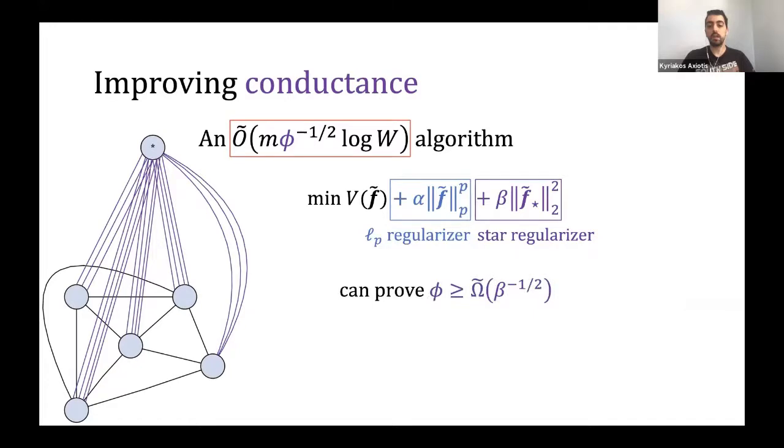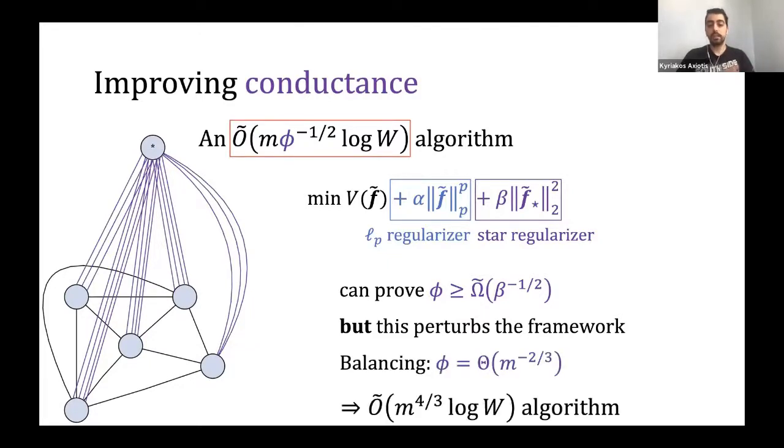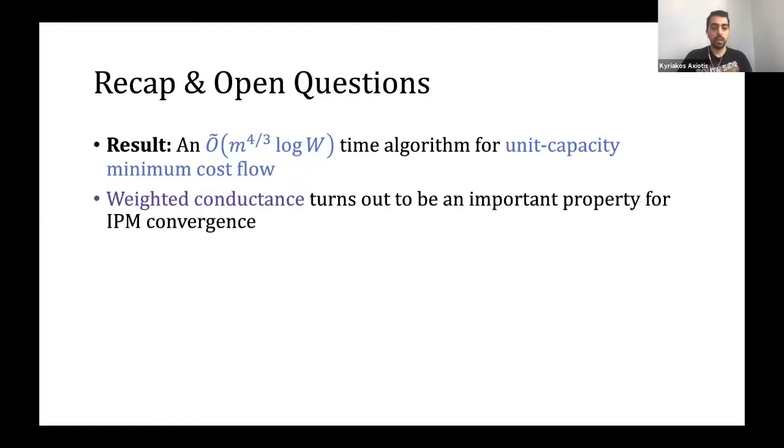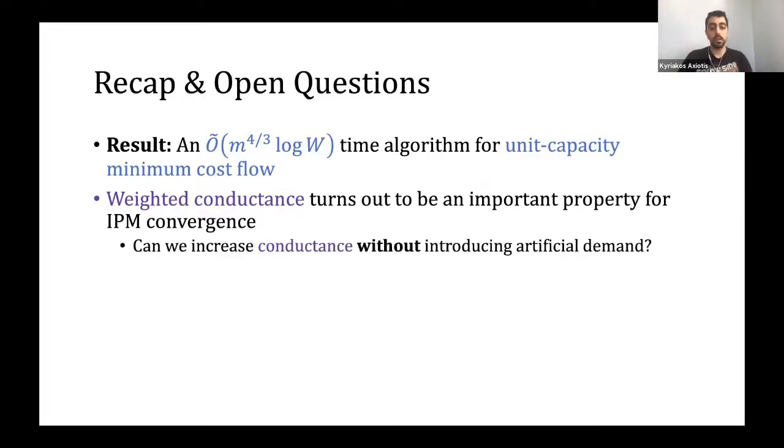And it turns out that after balancing the amount of perturbation introduced and the value of phi that we get, an m to 4/3 log W algorithm. So to recap, we have an m to 4/3 log W algorithm for unit capacity max flow, min cost flow. And an important observation is that weighted conductance turns out to be important for interior point method convergence.